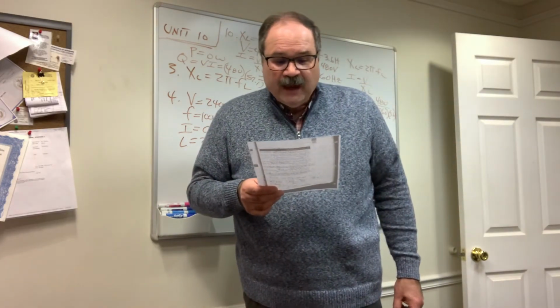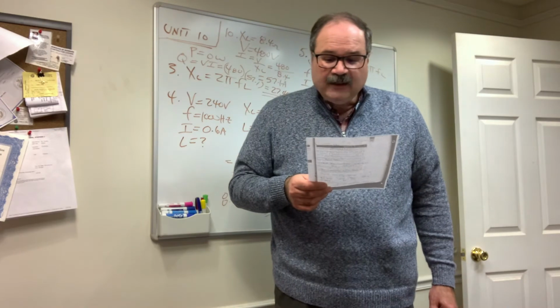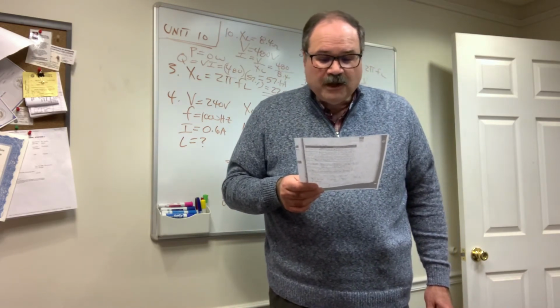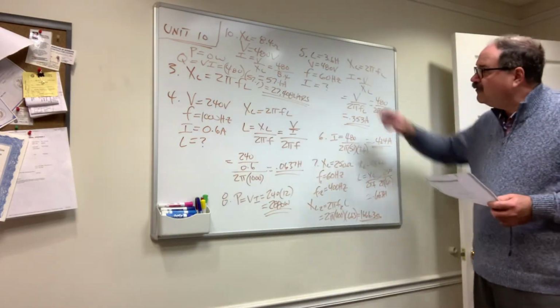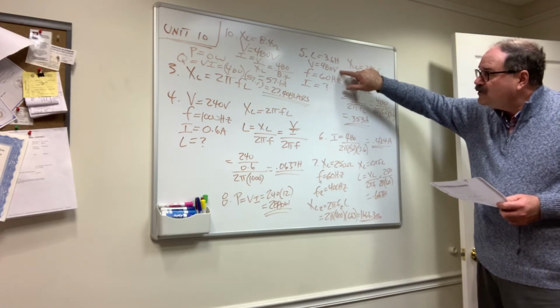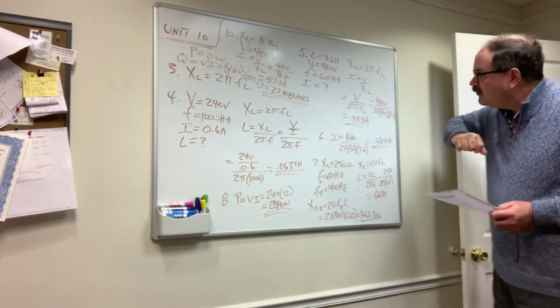Question 5. An inductor with an inductance of 3.6 Henry is connected to a 480 volt 60 hertz line. How much current will flow in this circuit? So if we write down what's given, value of the inductance is 3.6 Henry, voltage is 480 volts, frequency is 60 hertz, we're solving for the current.